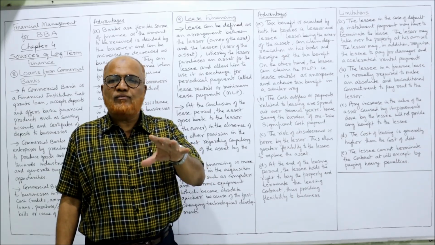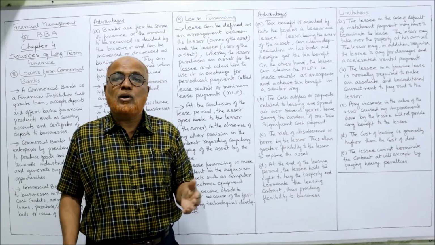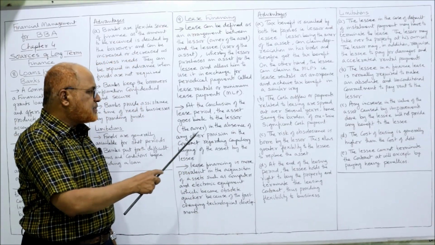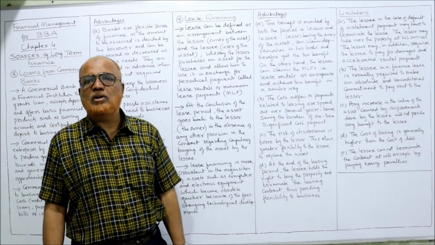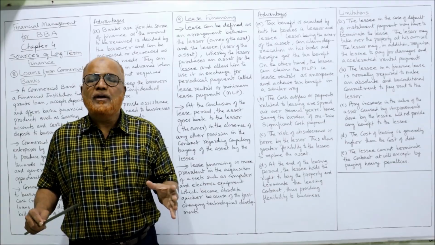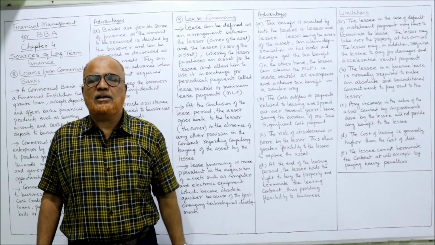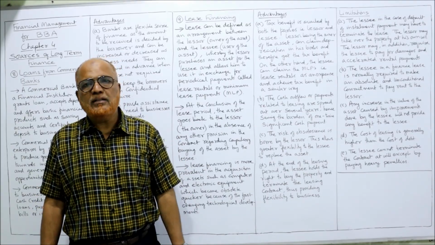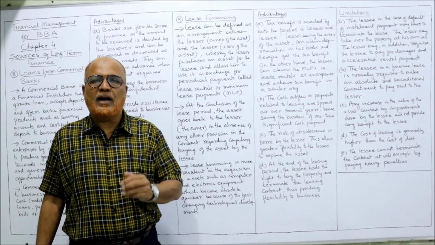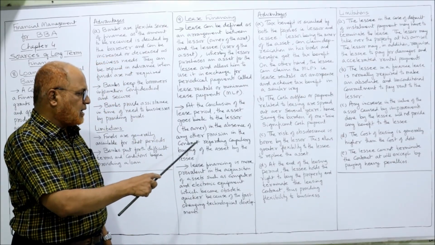After using the asset for 10 years, the lessee has to return the asset to the lessor, because originally the asset is owned by the lessor, right? But in the absence of any other provision, normally this will not happen. Normally there is a provision in the agreement that at the end of the lease period, the lessor will give the right to the lessee to buy the asset. In that case, the lessee will get the ownership of the asset at the end of the lease period, in the absence of any other provision in the contract regarding compulsory acquisition.